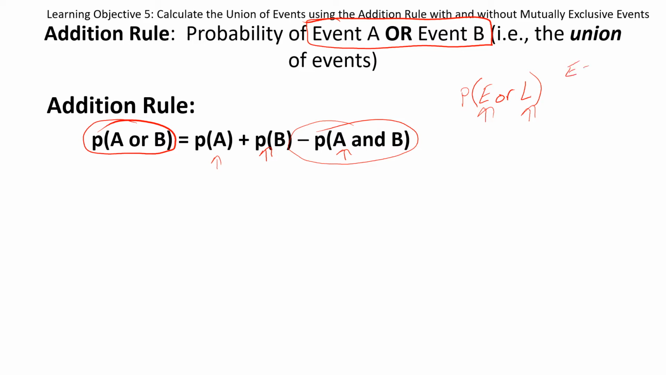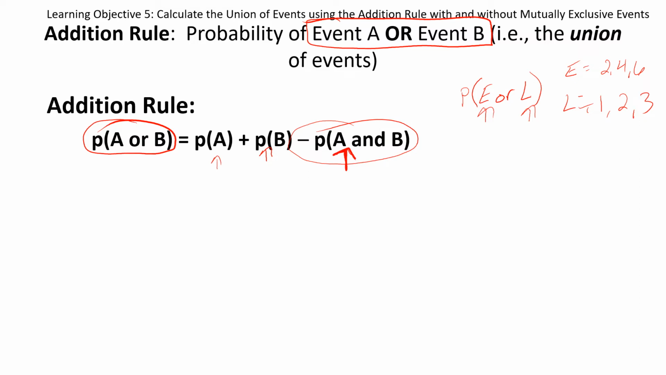What's the probability of getting an even or a low? Well, even, we've got 2, 4, and 6. Low, we've got 1, 2, and 3. So all of those would count as successes. If you roll a 1, a 2, a 3, or a 2, a 4, a 6, all of those count as successes. So that's what we're looking for, the probability of rolling that. However, why do we subtract the probability of A and B?